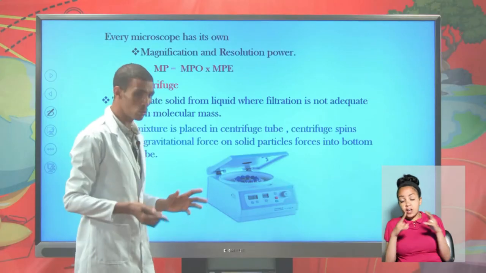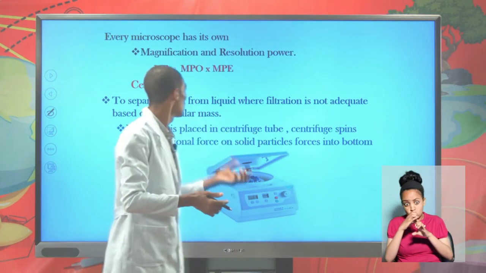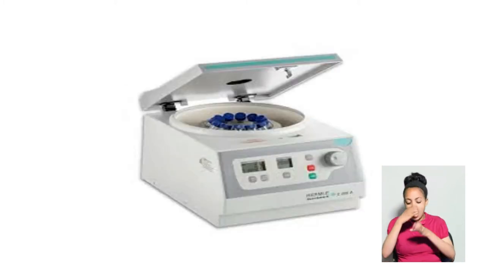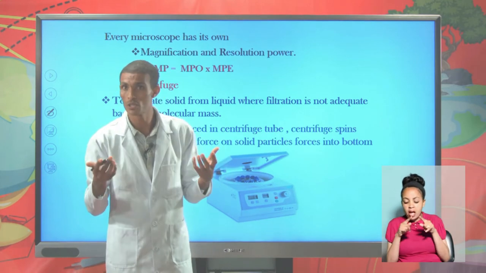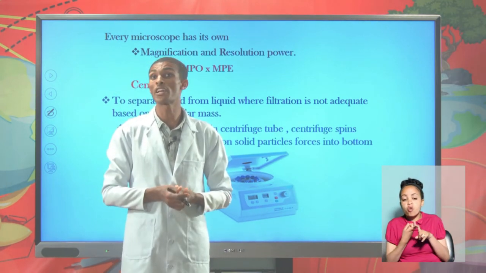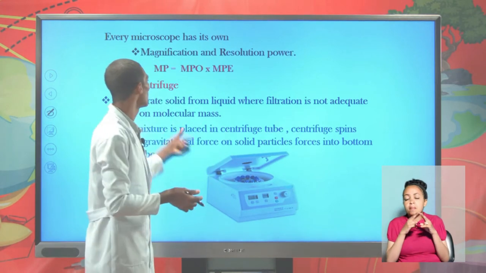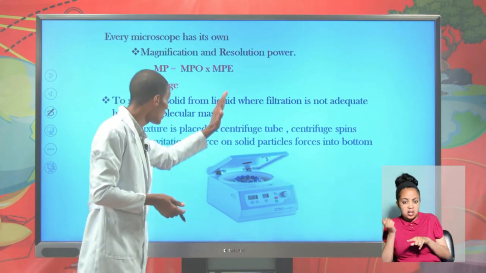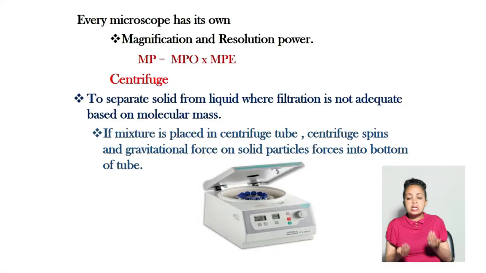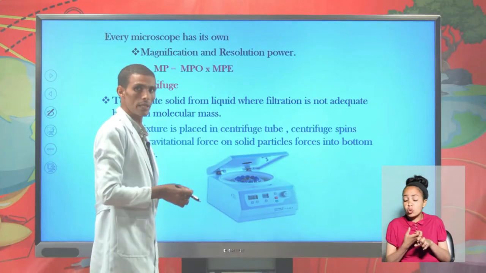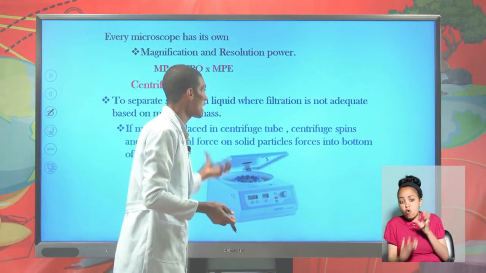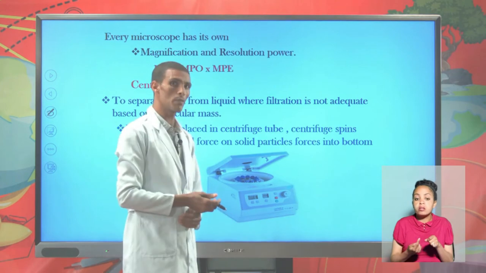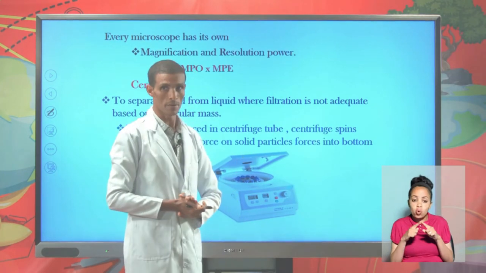Another very important tool that biologists use in laboratories is the centrifuge, a most important laboratory tool for separating solid from liquid when simple filtration is not adequate. It is based on the mass or weight of a matter, as mass and density vary. When a sample of liquid and solid is added together, the centrifuge spins at high speed, and the force acting on the solid makes it tend toward the bottom, so that we can easily identify it.